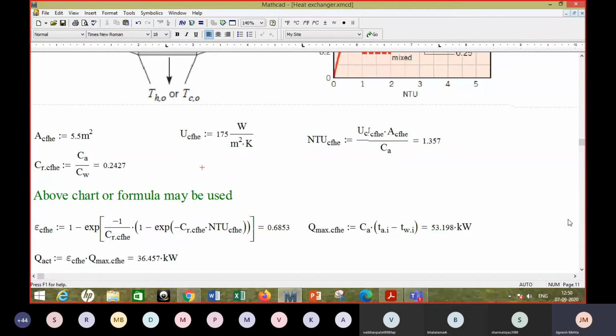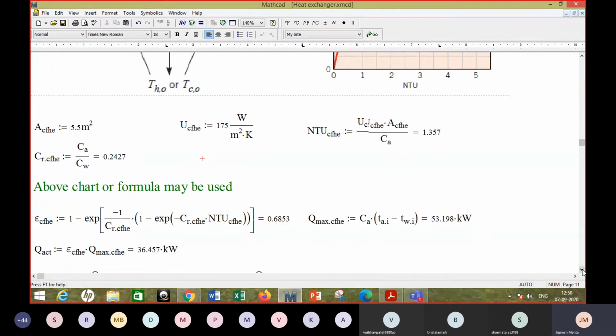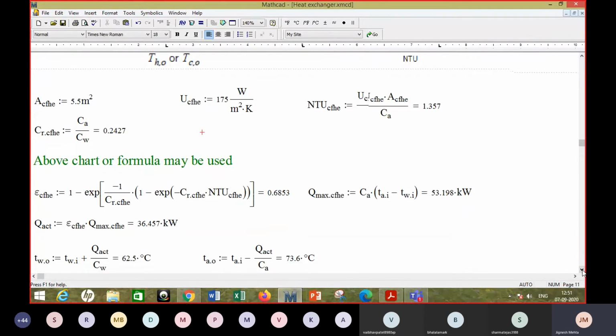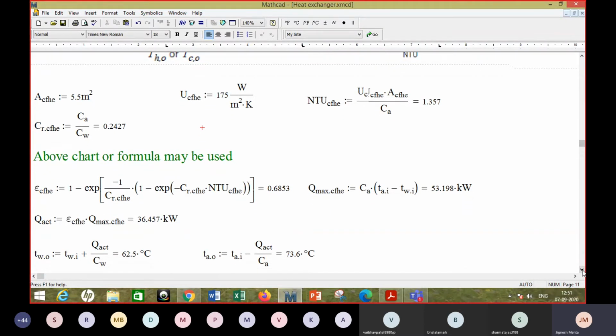Okay. So once you have Q actual equal to mCp delta T of water and mCp delta T of air, you can now get the outlet temperature of air and outlet temperature of water. So you get these temperatures. Water would come out at 62.5, so a 12.5 degree rise of water, and air would come out at 73.6, right? So from 125 decrease to 73.6.